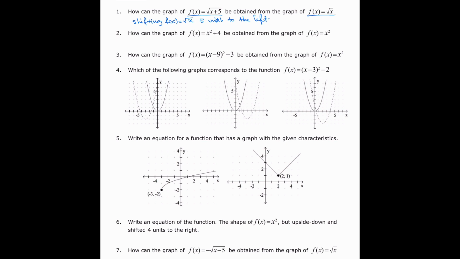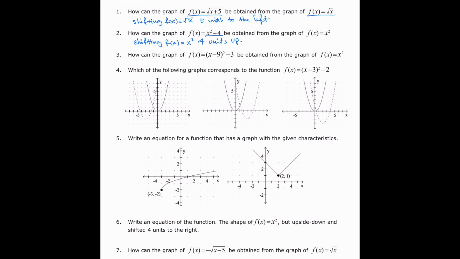How can the graph of f of x equals x squared plus 4 be obtained from the graph of the function x squared? So this is a vertical shift and it moved up 4 units. So shifting f of x equals x squared 4 units up.